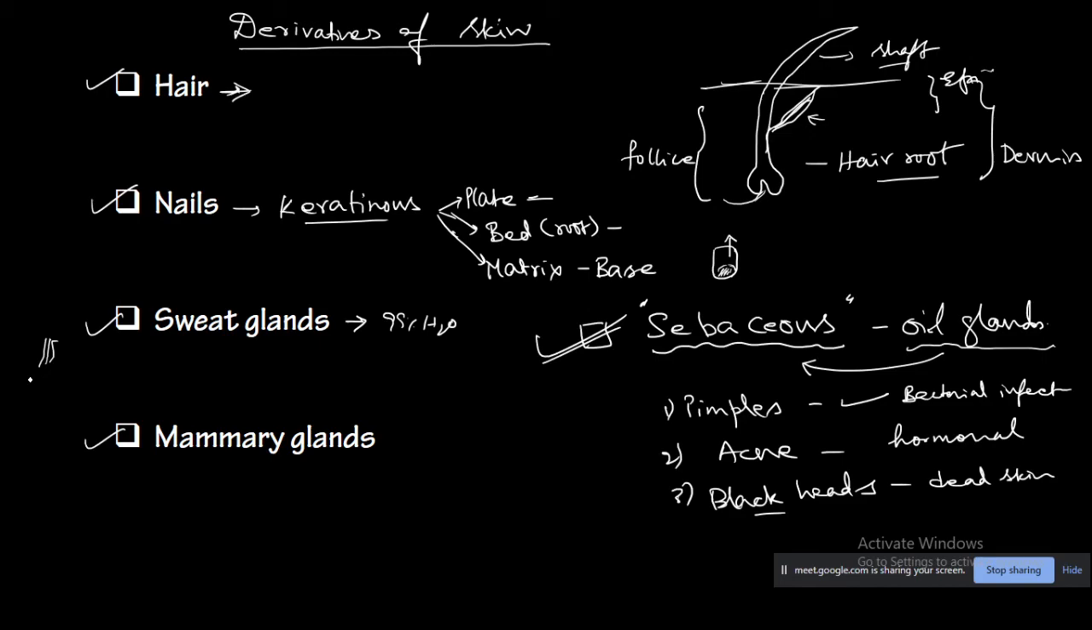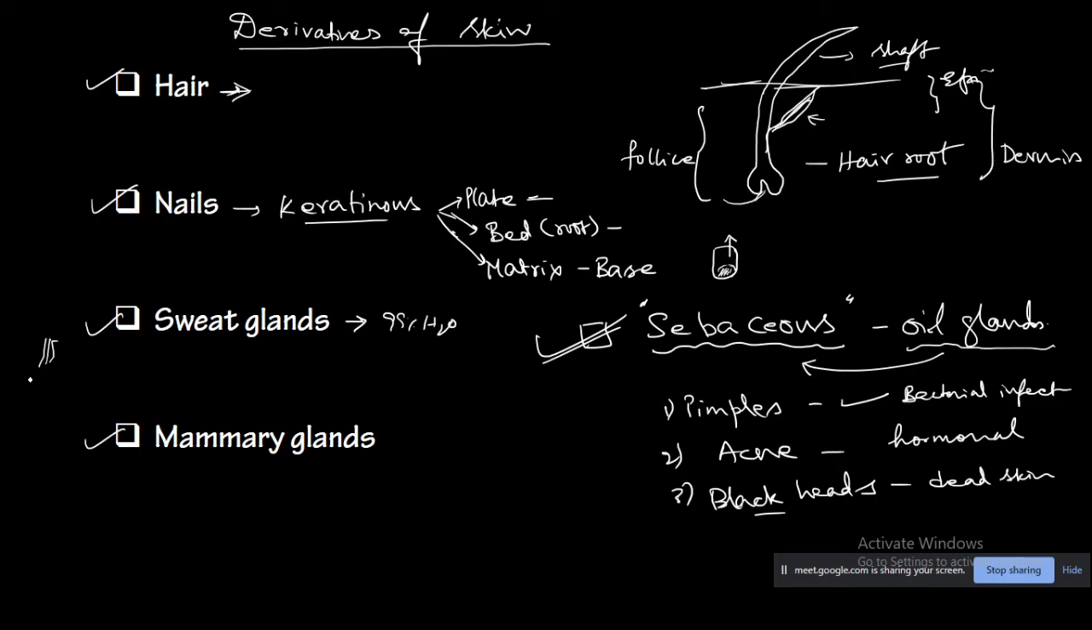Okay, the next one is the mammary glands. The mammary glands are also known as the milk glands. These mammary glands are present in both male as well as female, but they are developed in the females due to the reproductive hormones, that is the prolactin, or during the pregnancy. So what happens, there are modified sweat glands. So mammary glands are what? These are modified sweat glands.